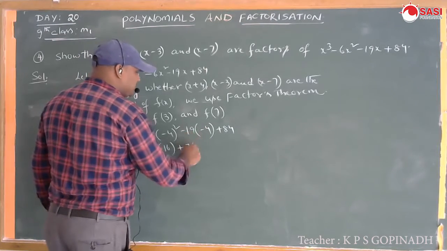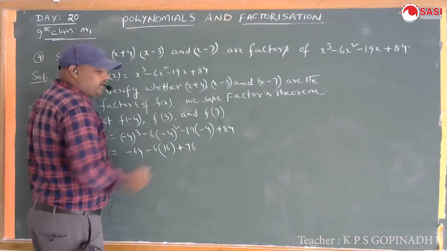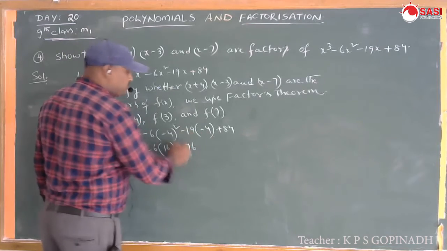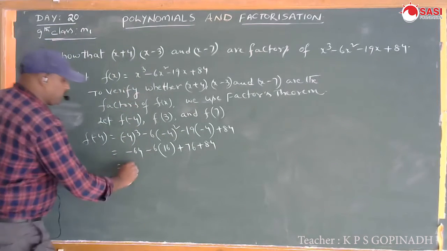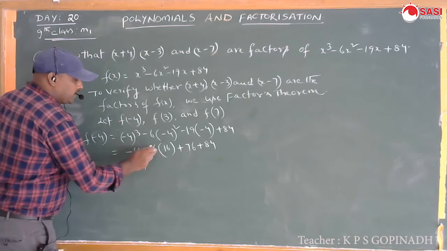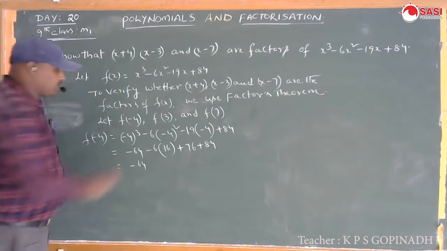4 9 is 36, 3 remainder. 4 1 is 4 plus 3, 7. Minus of minus plus 84, which is equal to minus 64. Here 6 6 is how much?